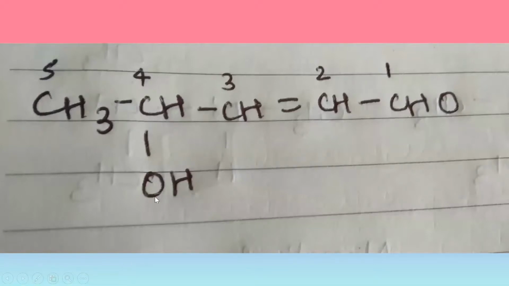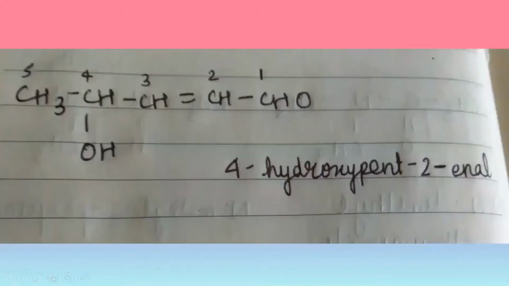Where alcohol is taken as a substituent, aldehyde gets the number 1, the double bond carbon gets the number 2, and the alcohol attached carbon gets the number 4. So you can all write down the number, and please remember that the prefix for alcohol when it's a substituent is hydroxy. So the name for this according to that will be 4-hydroxy pent-2-enal. And so I'll break it down.